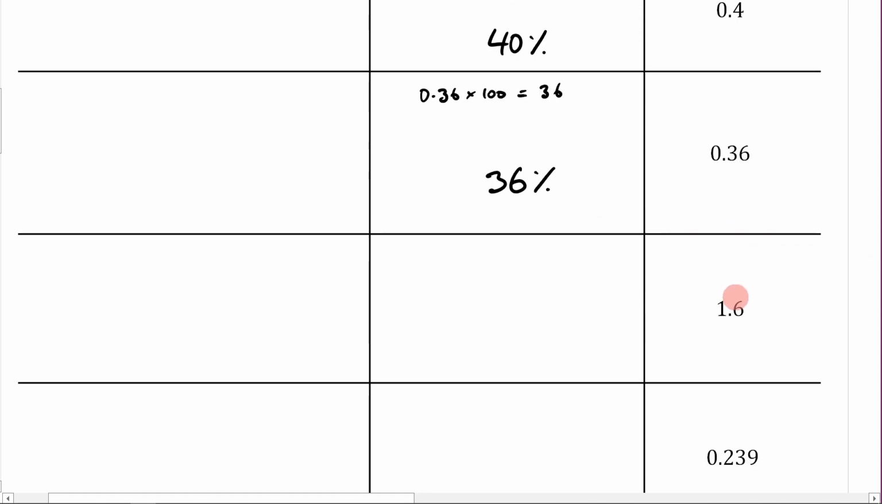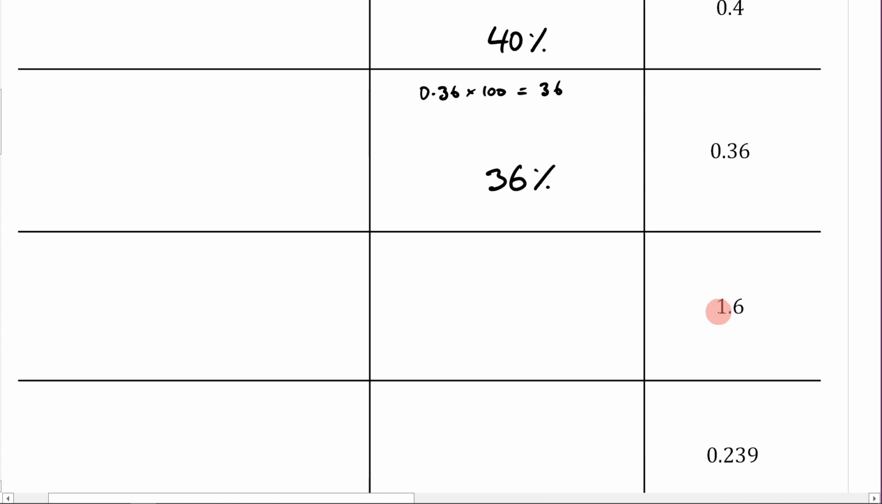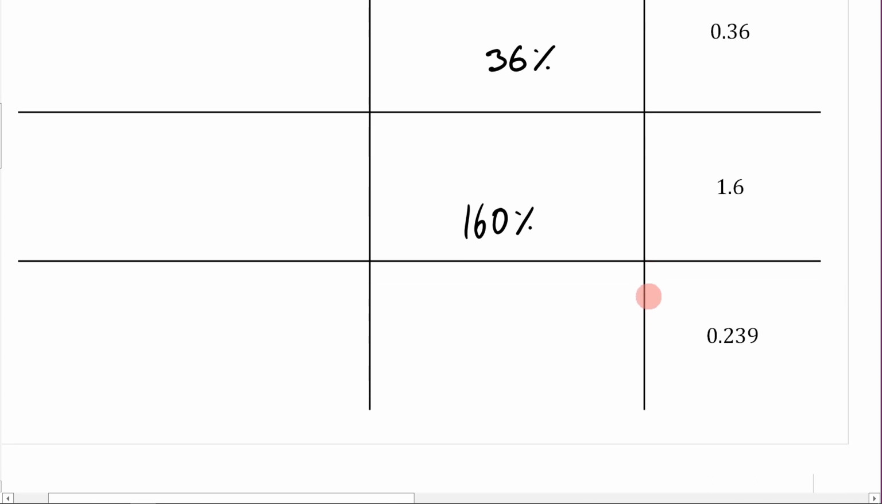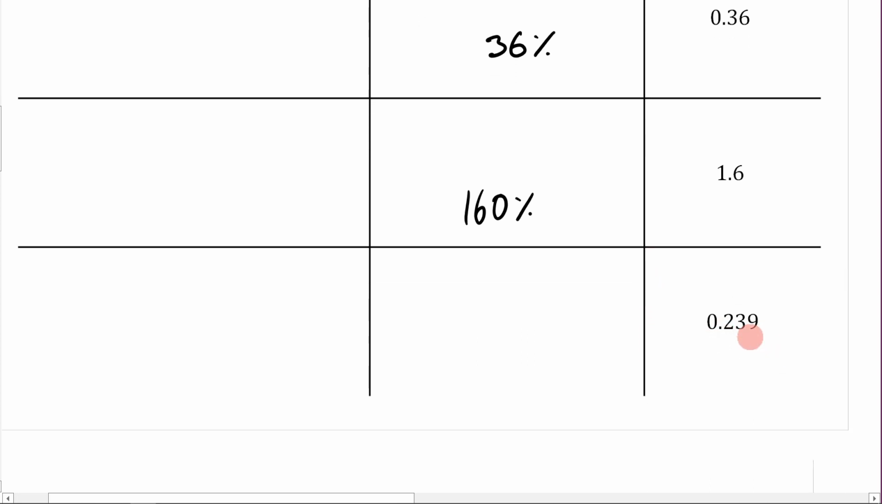The next one, we've got 1.6. Now, this is one whole. And whenever you've got one whole, that's like 100%. And this 6 is like 60%. So it's 160% here. And then for the last one, if you're like, well, what on earth is that going to be? Remember our technique. It always works. I'm taking 0.239 and timesing it by 100. And now I'm taking my decimal point and moving it once, twice. So this is going to be 23.9%.